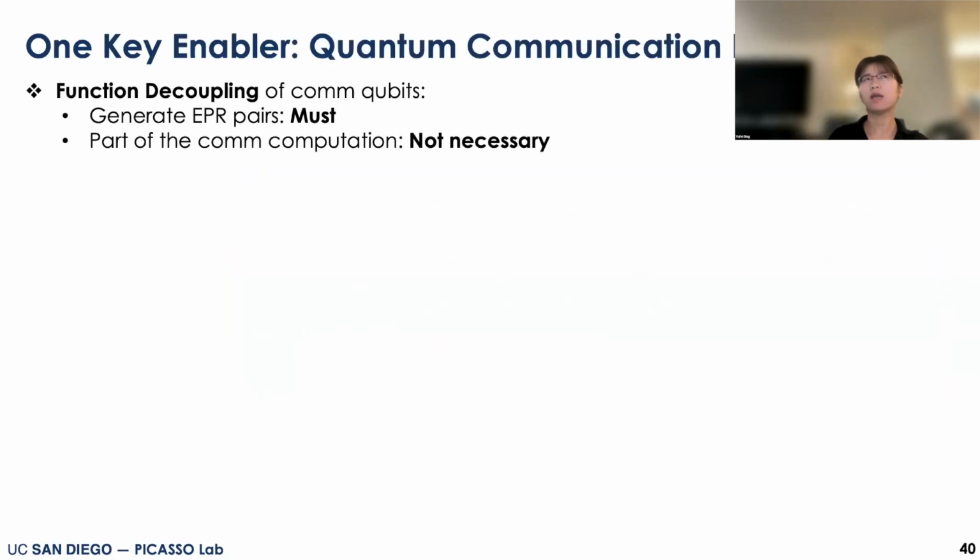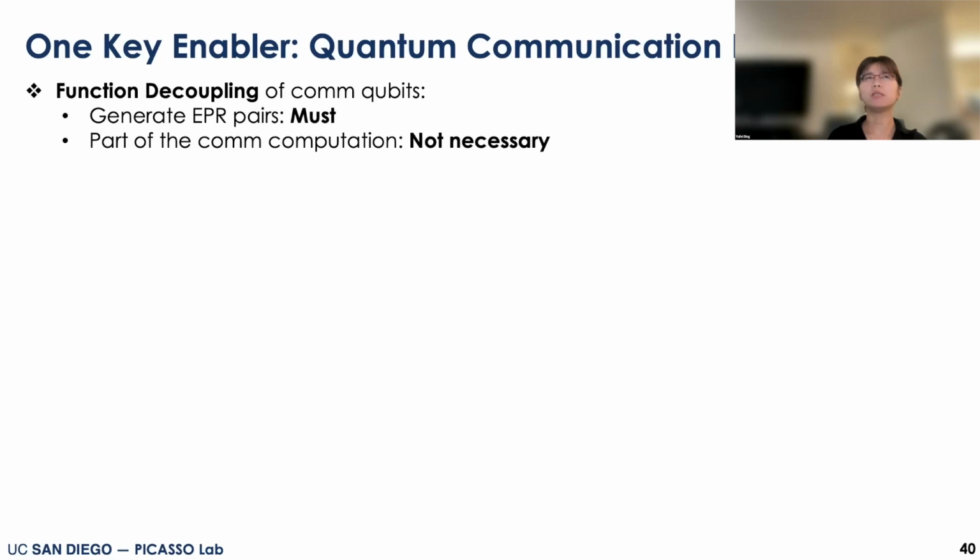Especially I want to emphasize one of the key enablers in our design. This is the quantum communication buffer, because if we want to have this kind of collective communication, usually we need to have more communication qubits into play. But as I mentioned before, quantum communication qubits can be very limited.